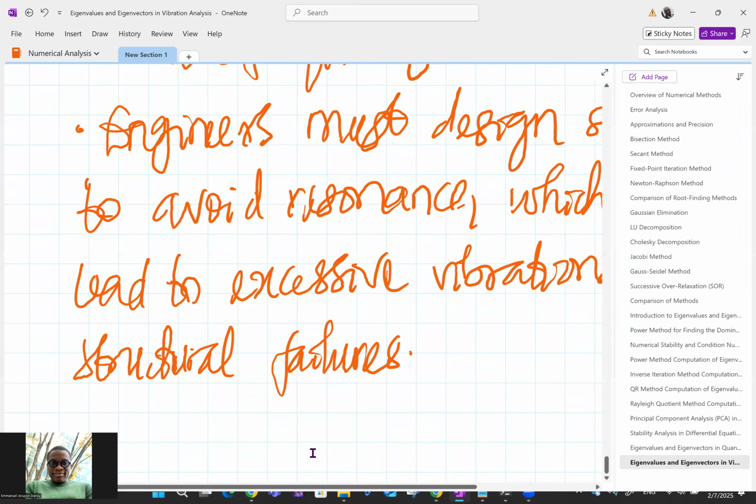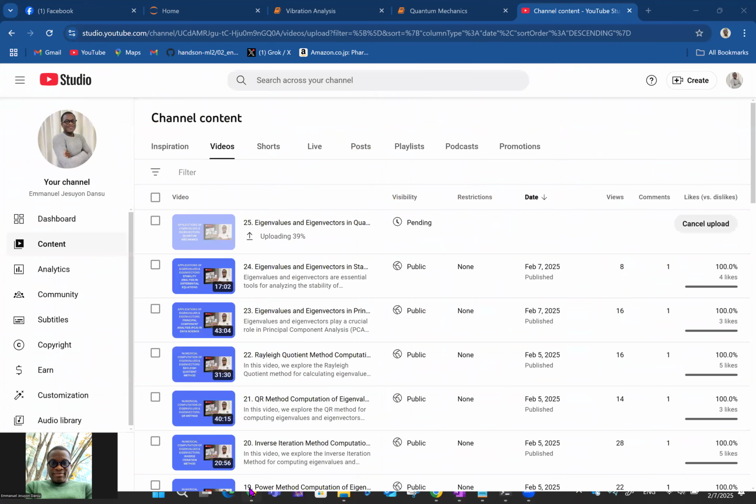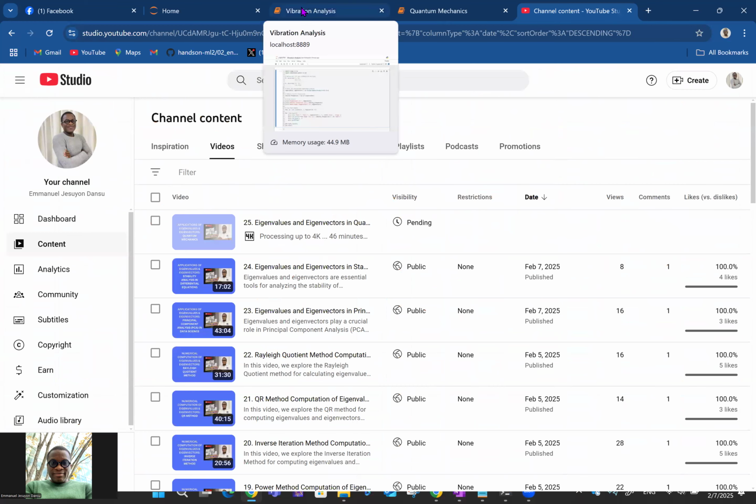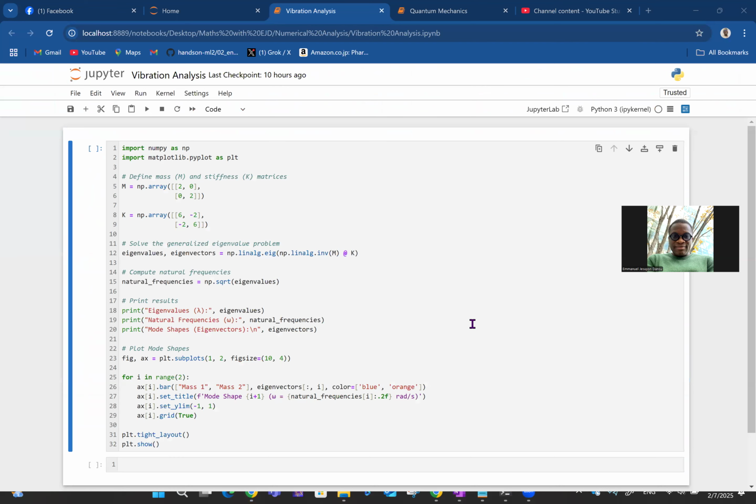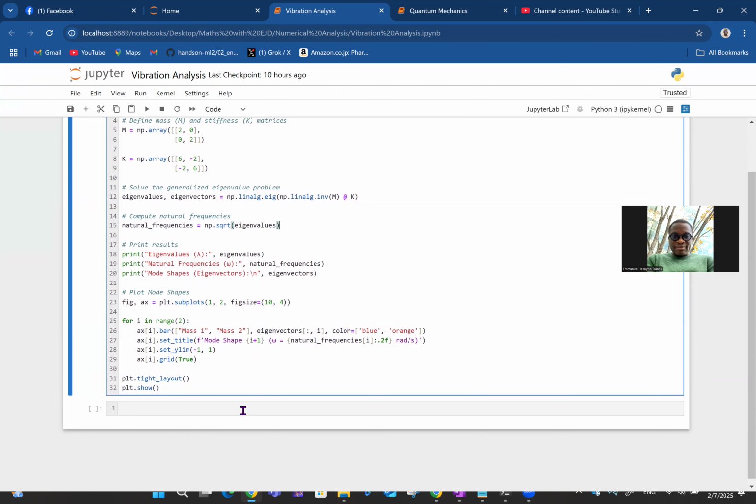So let's look at the Python code corresponding to this. Yep, so we have it, vibration analysis. So this is it right here. Now, we define the mass matrix, we define the stiffness matrix as given. Then we get the eigenvalues and eigenvectors in line 12. Then the natural frequencies, we know that's the square root of the eigenvalues as defined in line 15. Then this shows us the results, and we can now visualize all this.